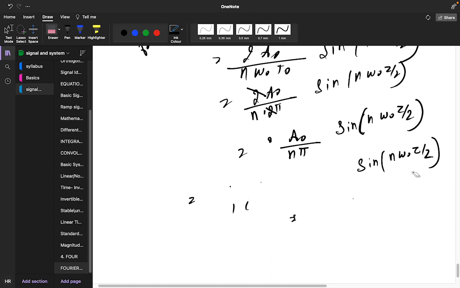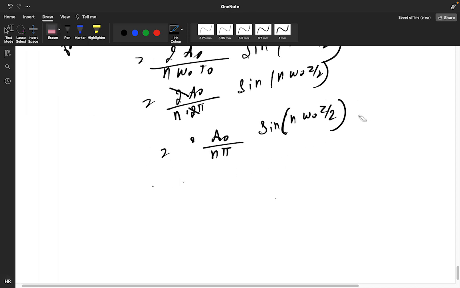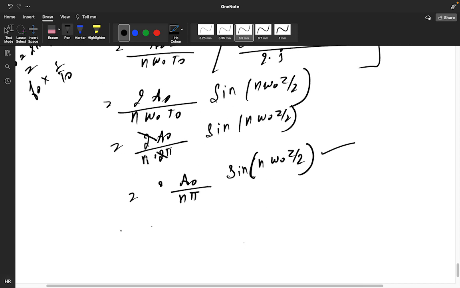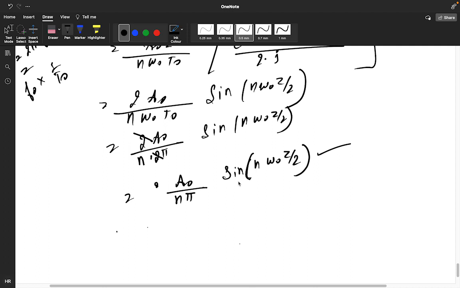You can write the answer like this also, but in the exam, sometimes they change this form into the sampling or sinc function. So first revise the sampling function and sinc function, then you can convert it by dividing this particular number. Okay, you can do these things later.